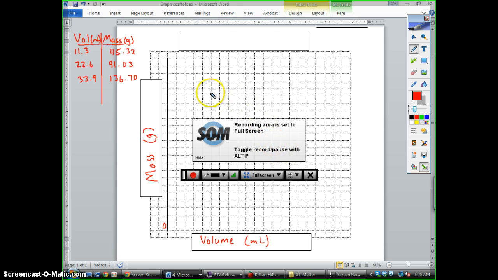Okay. And then our title for the graph, and I like to put it up at the top, centered. The title for the graph is the effect of our manipulated variable on the responding variable. In this case, it's going to be something like the effect of volume on mass.